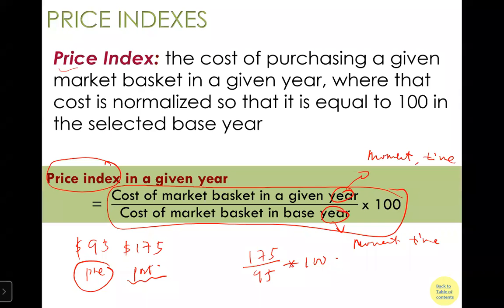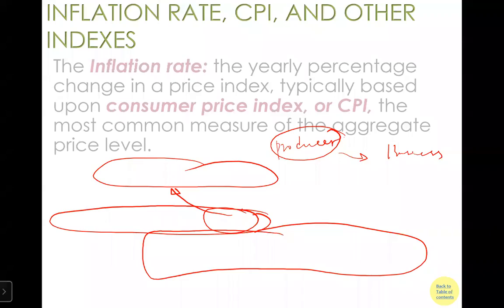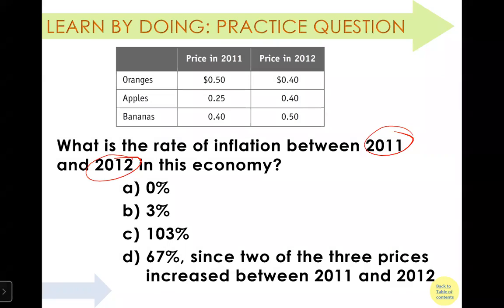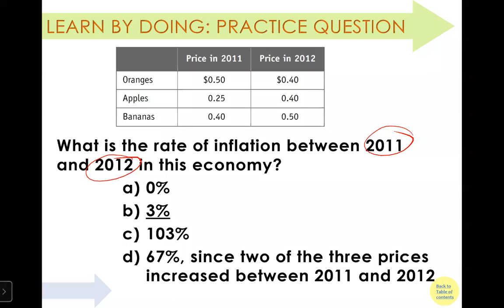So how do we calculate the price index? The price index uses the cost in a given year divided by the cost in the base year. Okay, so now let's go to the questions. Let me write down all the information we need.